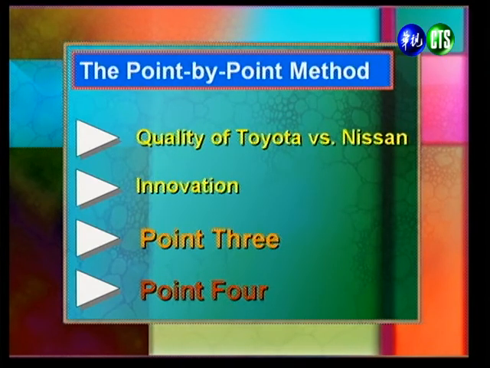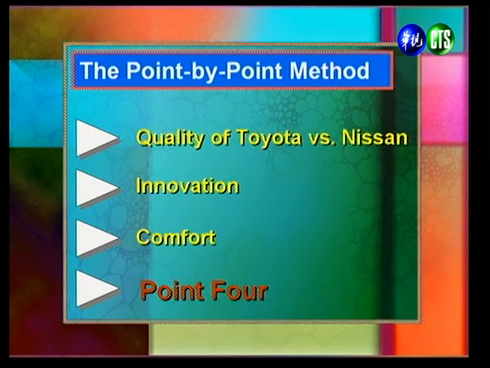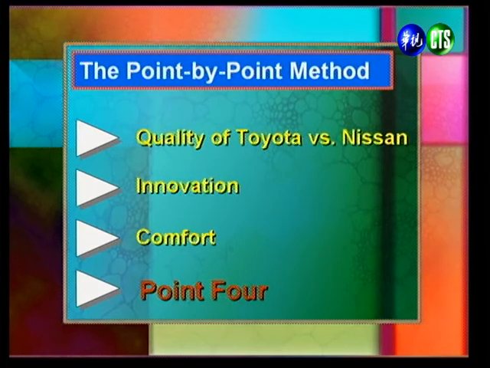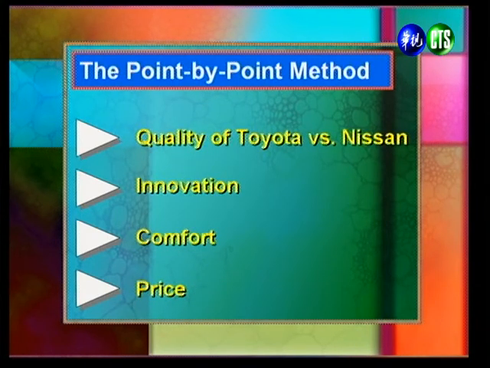And in point 3, we can compare how comfortable a Toyota is versus how comfortable the Nissan is. And then in our last point, we can compare the price of these two cars. Okay, so now what we're going to do is look at these two methods of organizing papers in greater depth.